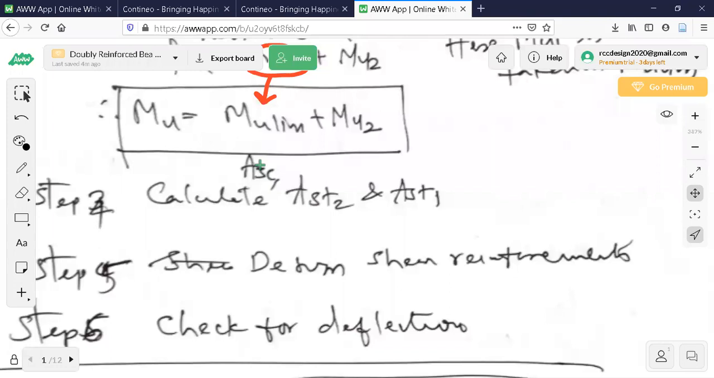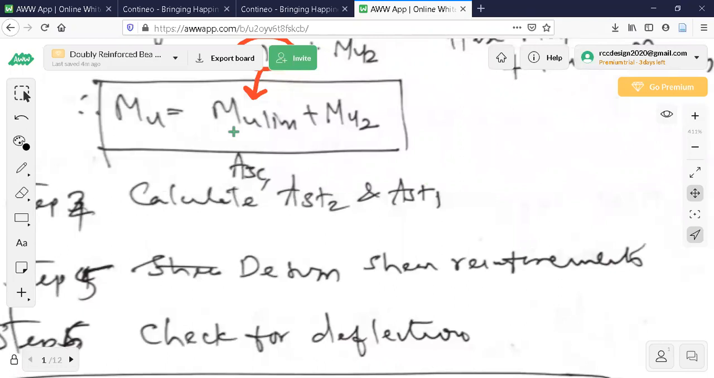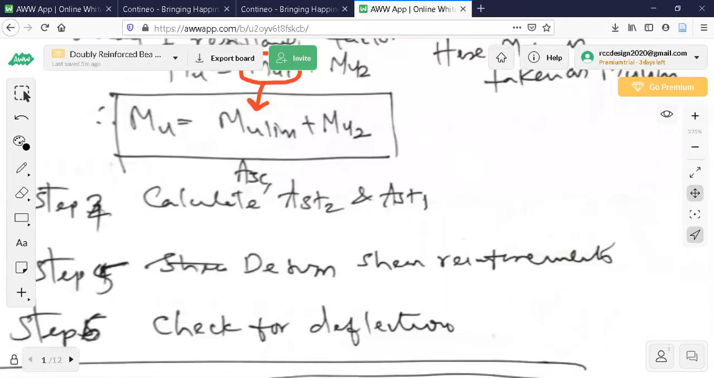How do you find Ast1? Ast1 is found out by using Mu limit. You calculate Mu limit by using 0.138 fck bd square. Now, once Mu limit is calculated, you have to use another formula of Mu limit, that is 0.87 fy Ast d minus 0.42 xu limit. In that one, Ast1 will be there. That is what I have done in the previous class. Observe here.